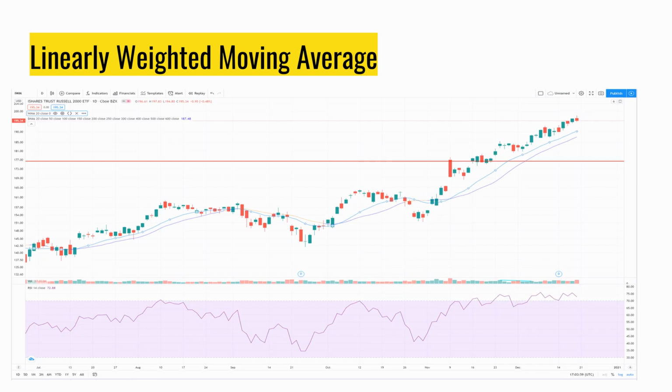Let's compare the difference between the linearly weighted moving average and the simple moving average. Here we see the linearly weighted moving average. This is the simple moving average.